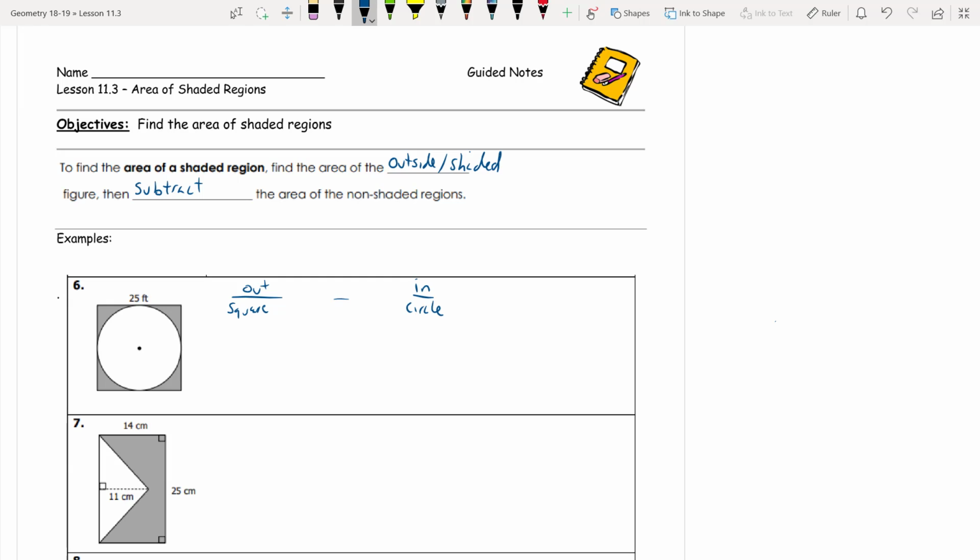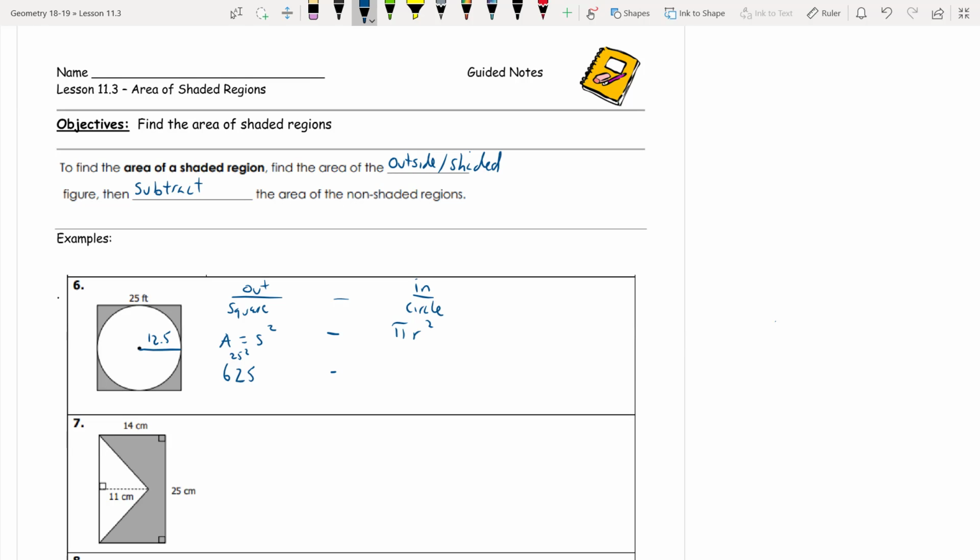So what we're going to do, looking closely at this, the area of a square is just the side length squared. So my area is side squared, and I'm going to subtract my area of a circle, which is pi times radius squared. And if we just do some quick math here, 25 squared is going to give me 625. And in order to get my radius, 25 is my diameter. So to cut that in half, I'm going to end up with half of 25, or 12.5 there.